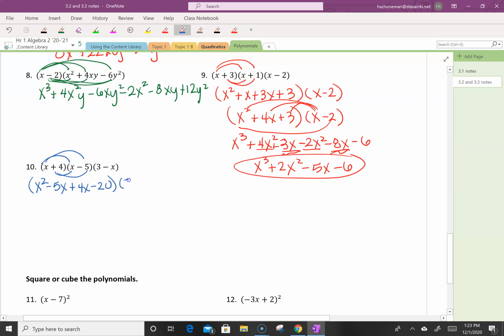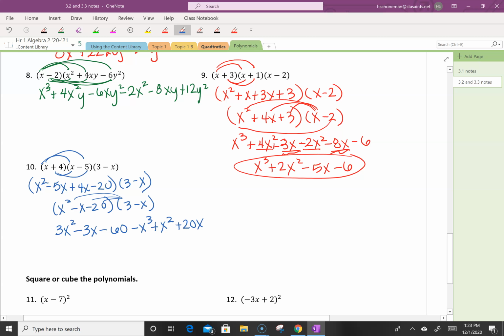And this whole thing is multiplied times 3 minus x. Simplify. So I have x squared minus x minus 20 times 3 minus x. Now I need to multiply 3 times everything. So that gives me 3x squared minus 3x minus 60. Now I need to multiply negative x times everything. So I get negative x cubed, positive x squared, and positive 20x.